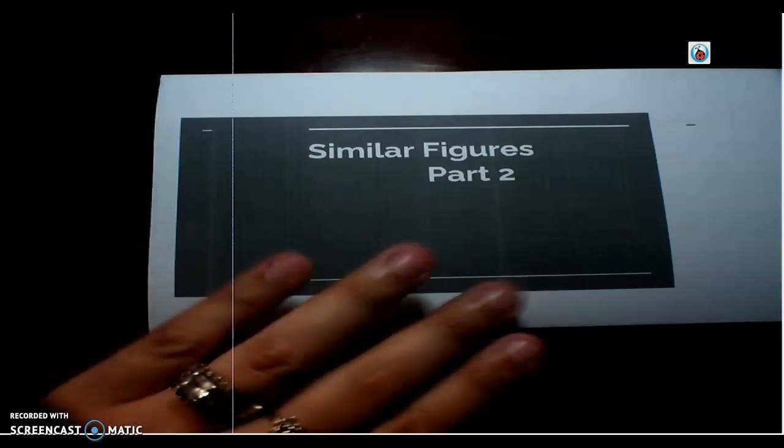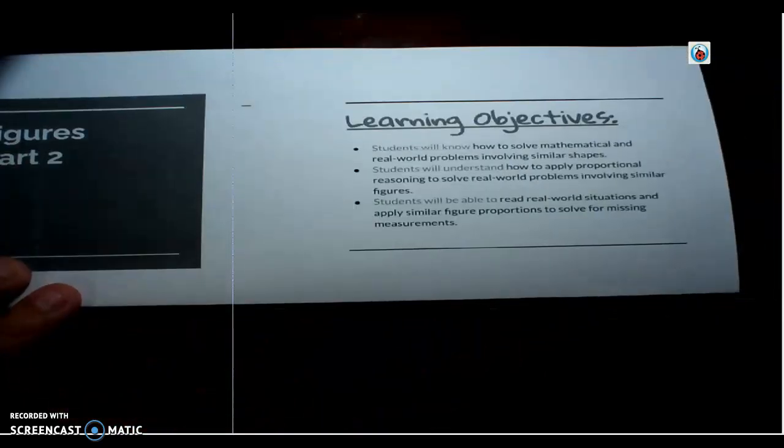So starting off with our learning objectives, students will know how to solve mathematical and real-world problems involving similar shapes. Students will understand how to apply proportional reasoning to solve real-world problems involving similar figures. And lastly, students will be able to read real-world situations and apply similar figure proportions to solve for missing measurements. So again, it's going to be very similar to some of the stuff that we did last week, but now we're using it in real-world applications.